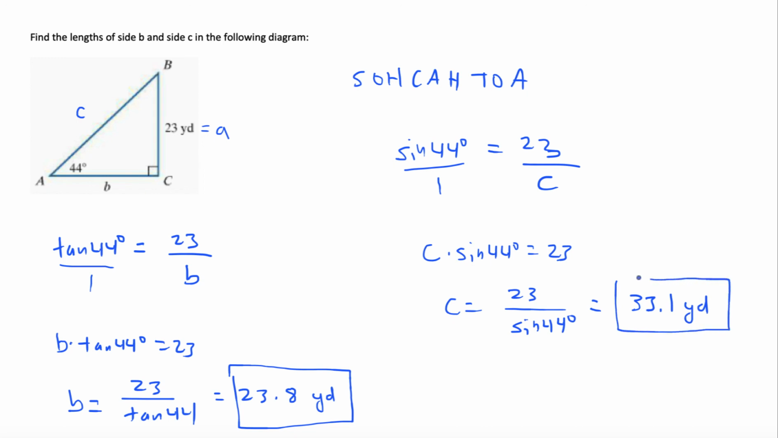Okay. Just a reminder, we cannot use the Pythagorean theorem here. We can use the Pythagorean theorem if we know two sides and we want to find the third. But in this case, we are given one side and one angle. That means we need to use trigonometry in order to find the sides.